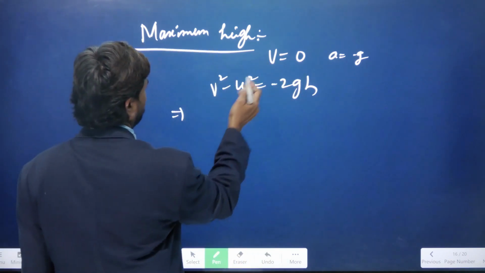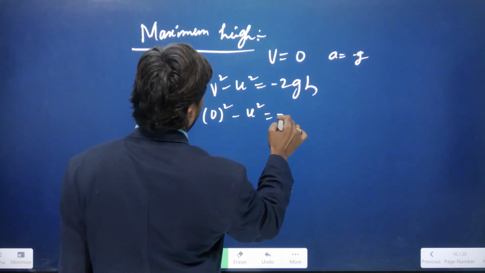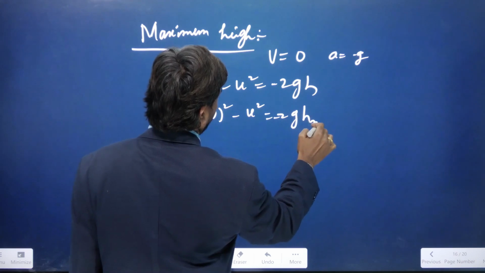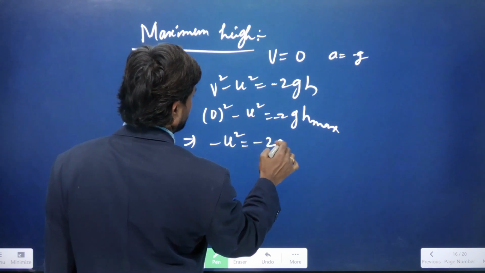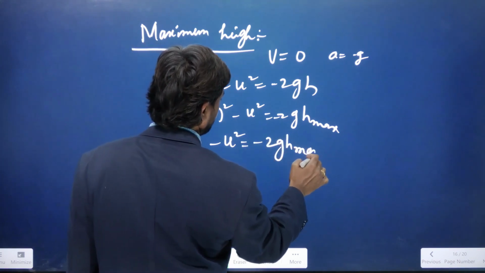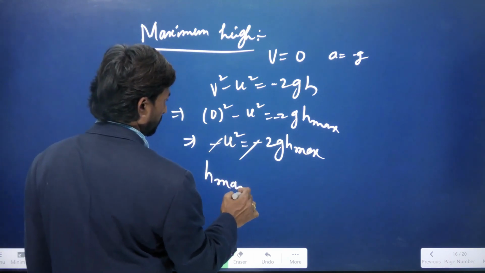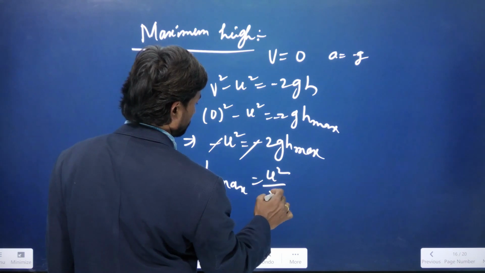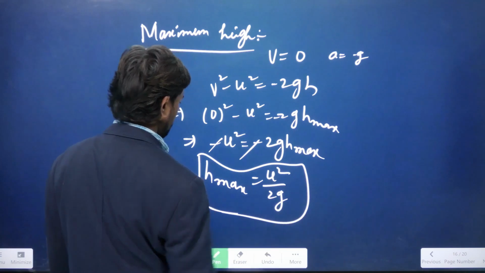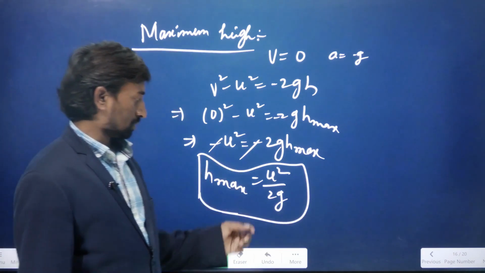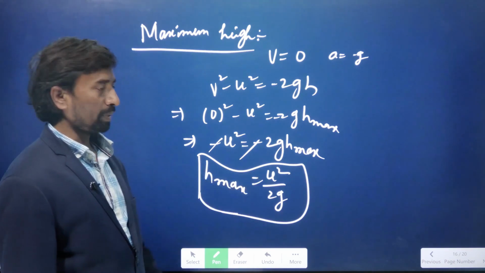Then here we can write v is 0, so 0 whole square minus u square is equal to minus 2gh. This will be the h maximum. From that we get minus u square is equal to minus 2g h maximum. Minus and minus will be cancelled. So h maximum is equal to u square by 2g. This formula will be used to find the maximum height of the body. H maximum is equal to u square by 2g.